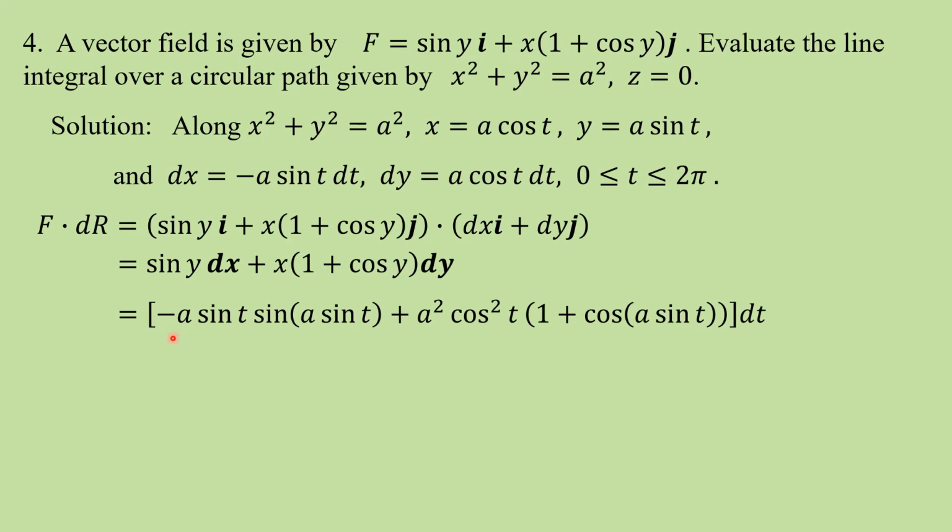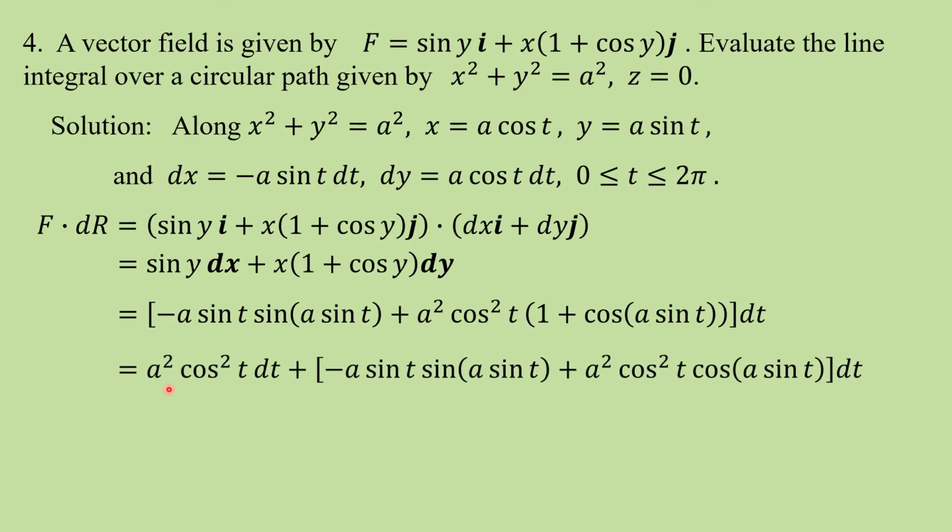So f dot dr now finally gives minus a sin t into sin of a sin t plus a square cos square t into 1 plus cos of a sin t dt. Now we have to integrate this between the limits 0 to 2 pi. Before integrating, let me just observe. The terms I can separate: one is a square cos square t dt, which I can integrate very easily by using the reduction formula.